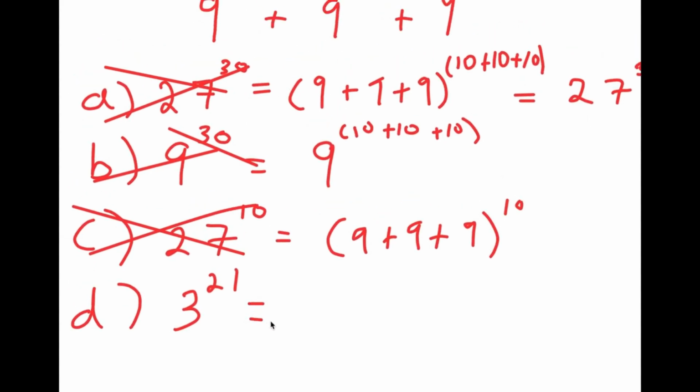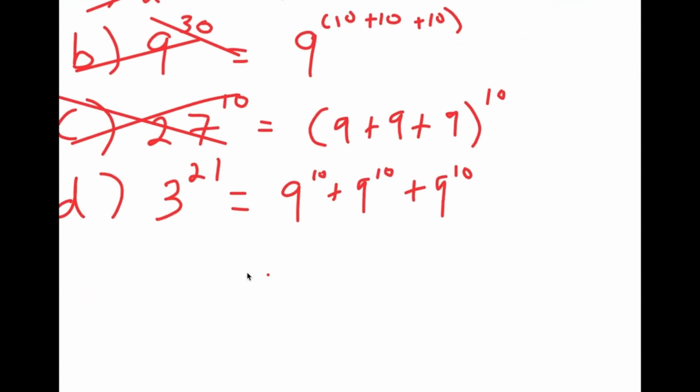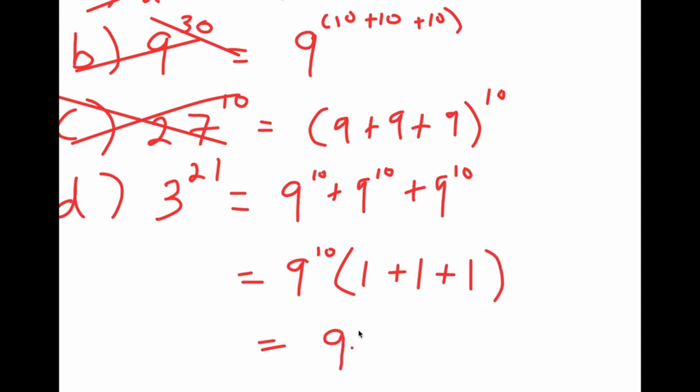Now, 3 to the power of 21, which is by process of elimination the right answer, we're going to see how they got this. We first start with 9 to the power of 10 plus 9 to the power of 10 plus 9 to the power of 10, and I'm going to factor out 9 to the power of 10. So I get 9 to the power of 10 times 1 plus 1 plus 1, which is equal to 9 to the power of 10 times 3.